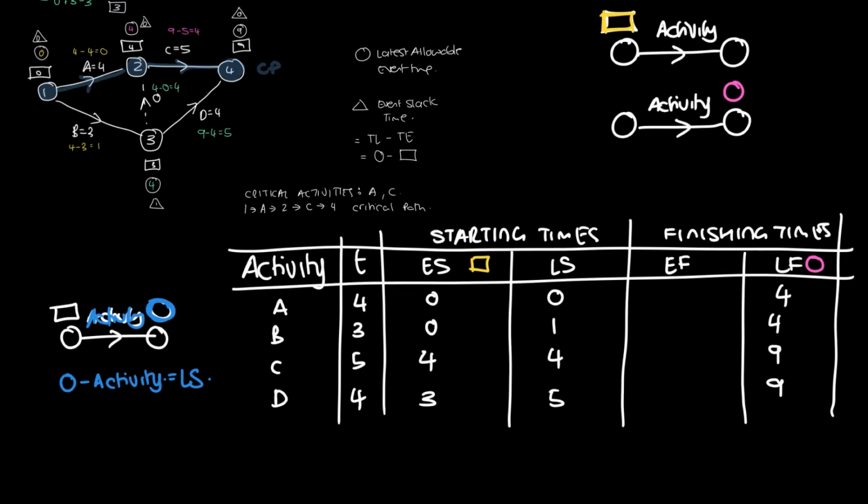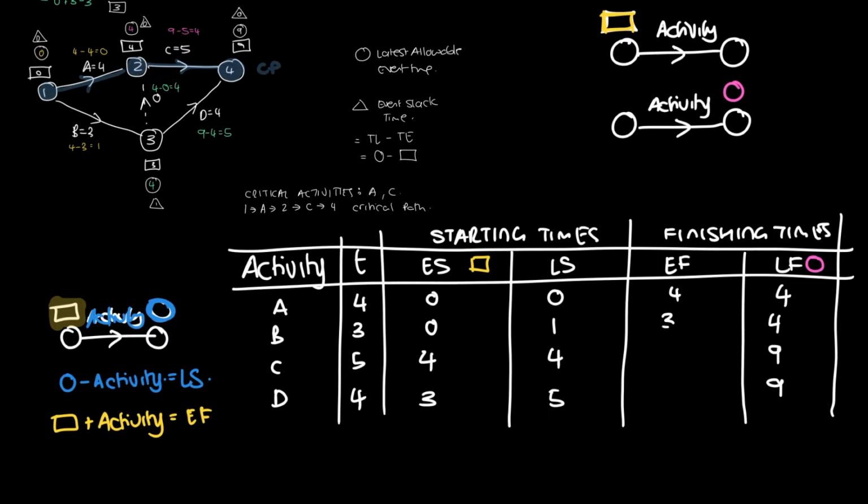Right, now we have the earliest finishing time. The earliest finishing time is very similar to how we work out the late start time, except now we are going to look at the rectangle and we're going to add the activity to it. So it's the rectangle plus the activity, and that's going to give us the earliest finishing time. Let's go do A. A is 0 plus 4. That's going to give us 4. So let's fill that in. Then let's go do B. B sits over here, so it's going to be the 0 that's over here plus 3. That's going to give us 3. Right, so let's go and fill that in.